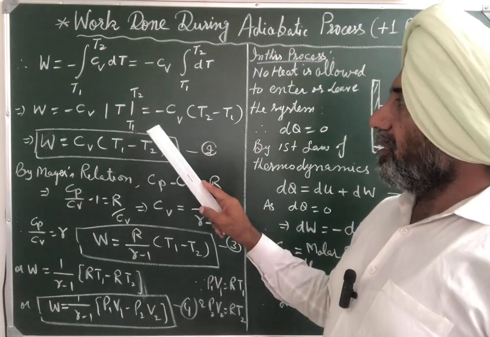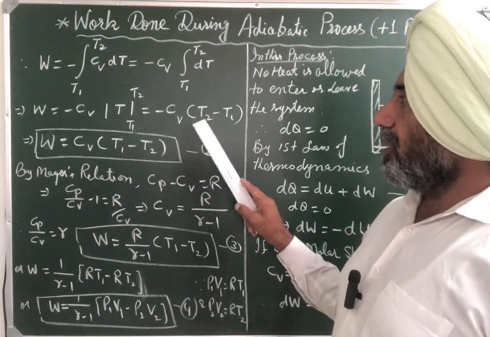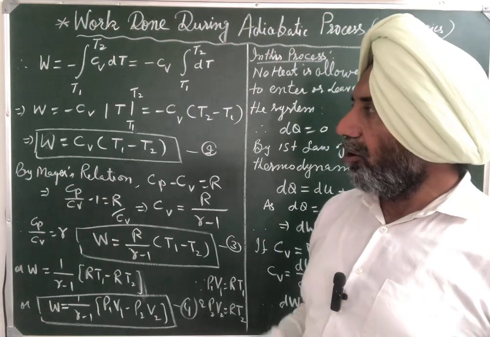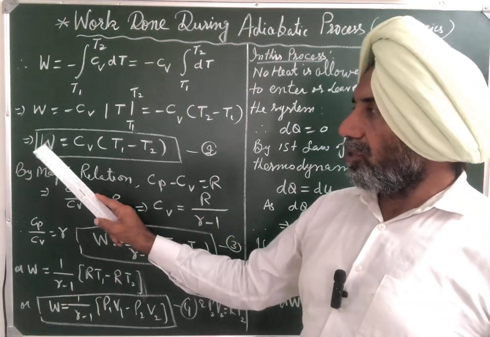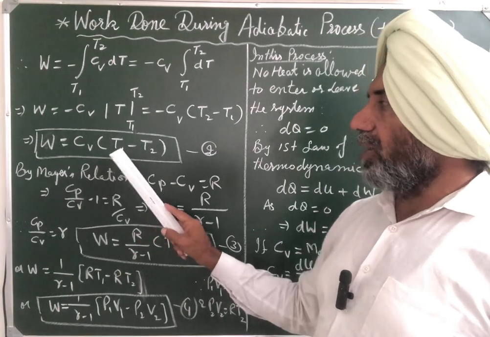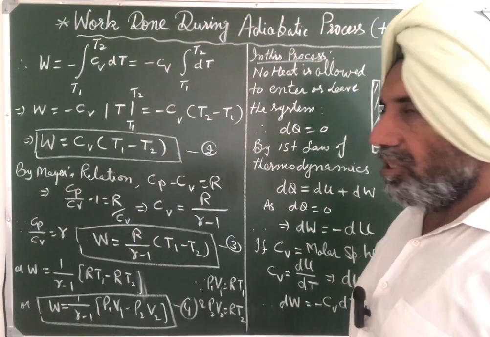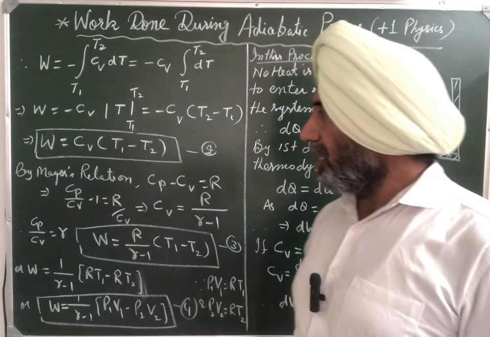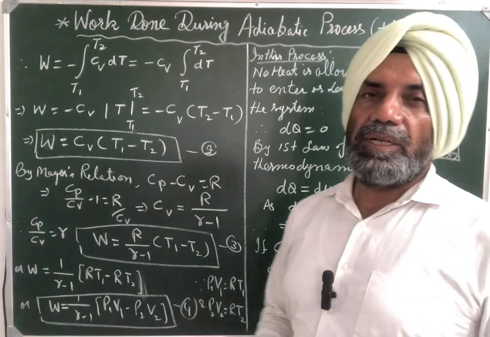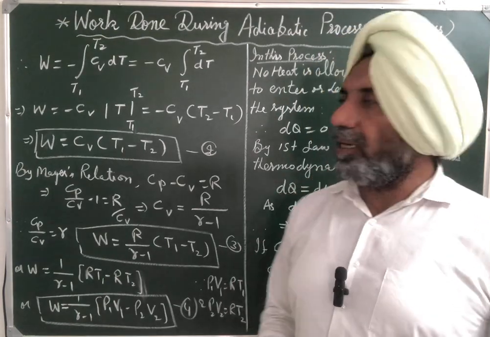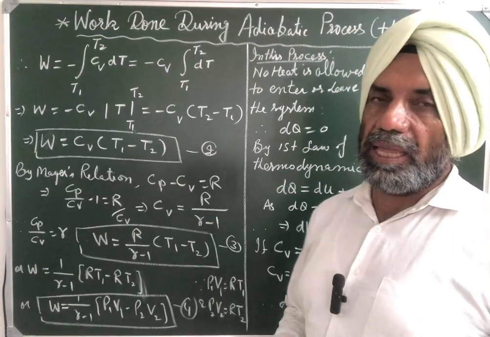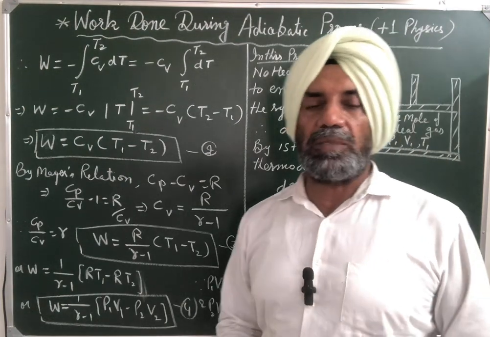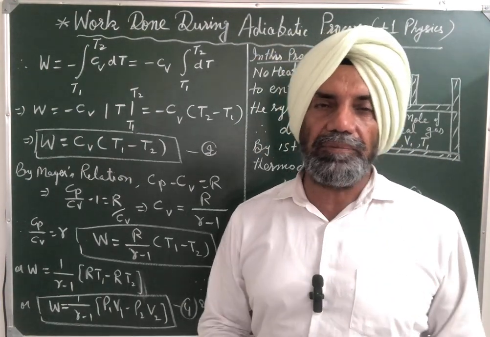So solving it, we have minus Cv (T2 minus T1), or rearranging the negative sign inside, W is equal to Cv (T1 minus T2), which is the required expression for work done during an adiabatic process in terms of initial and final temperature T1 and T2, as well as molar specific heat Cv, which is constant for a given gas.